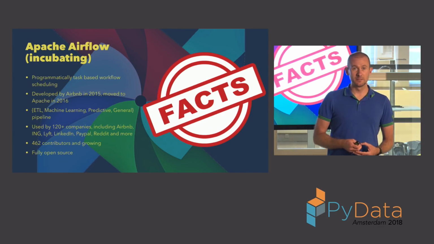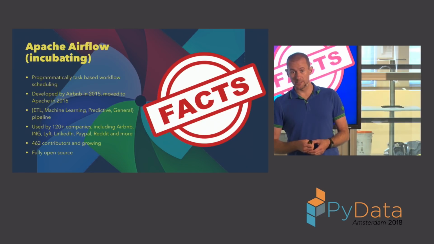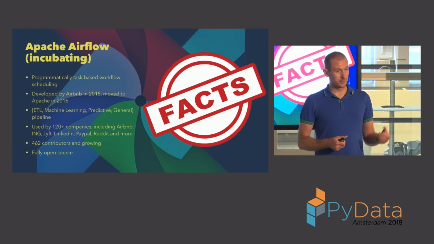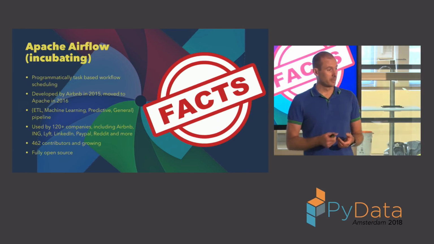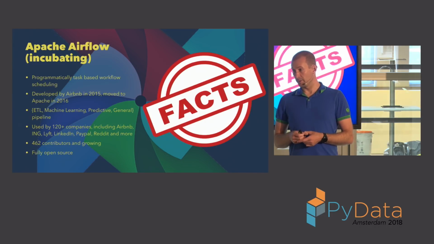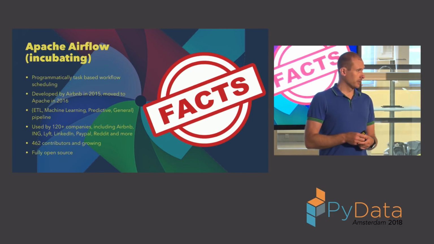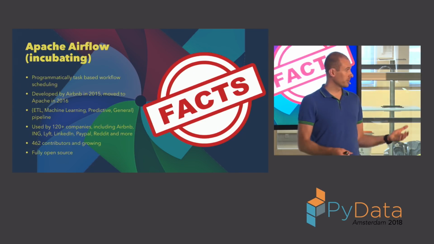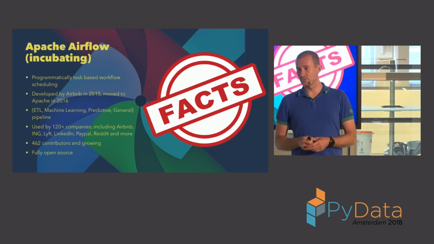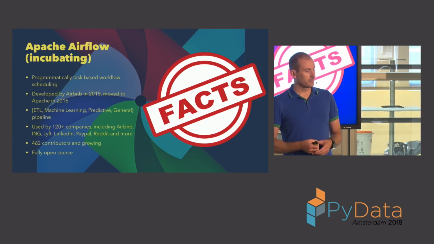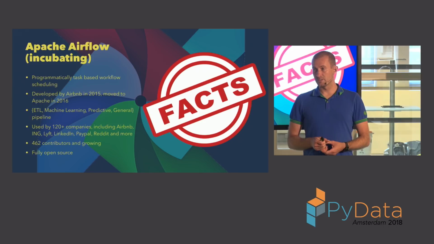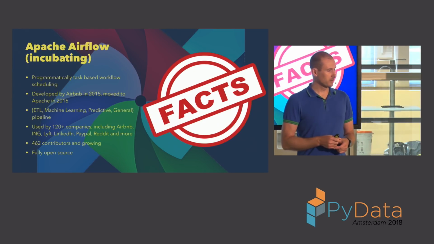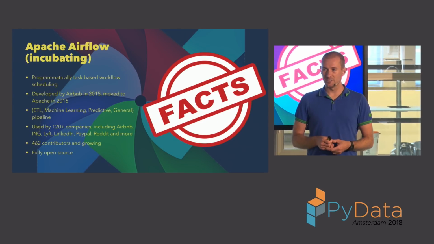It was developed in 2015 by Airbnb. It was brought to Apache in 2016. And you can use it for ETL, machine learning, predictive, and generic pipelines. And it's used by about 120 plus companies, including ING, which I work for. Go Data Driven spreads it around, but also Airbnb, Lyft, Reddit, PayPal, and a lot of other companies are using it. And we have a big amount of contributors, I would say 460 plus.